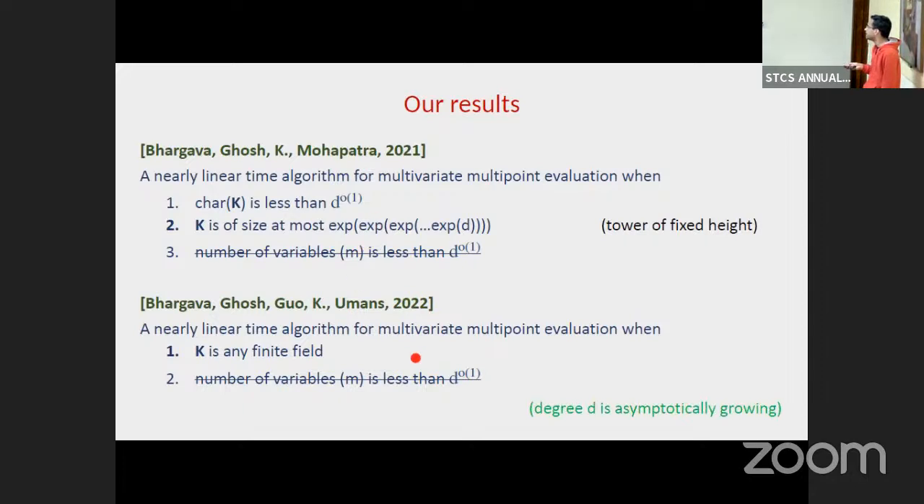Yes, you should think of the degree as an asymptotically growing parameter. For example, if the degree is constant, for instance if t is equal to 2, so we are in the multilinear case, our algorithm is not linear. There are factors hiding inside d, and it's nearly linear. These factors in low degree terms are small only.